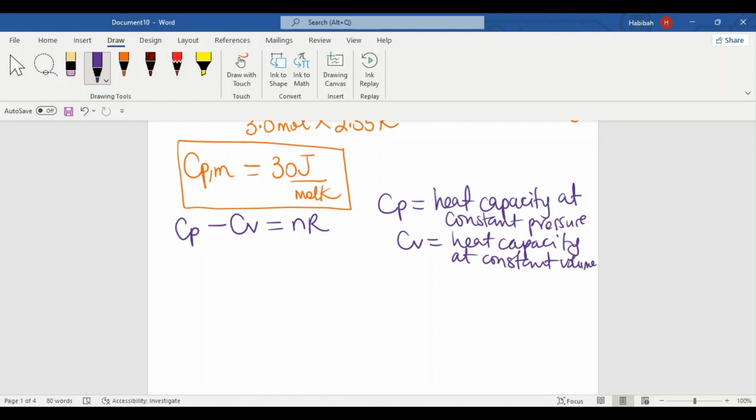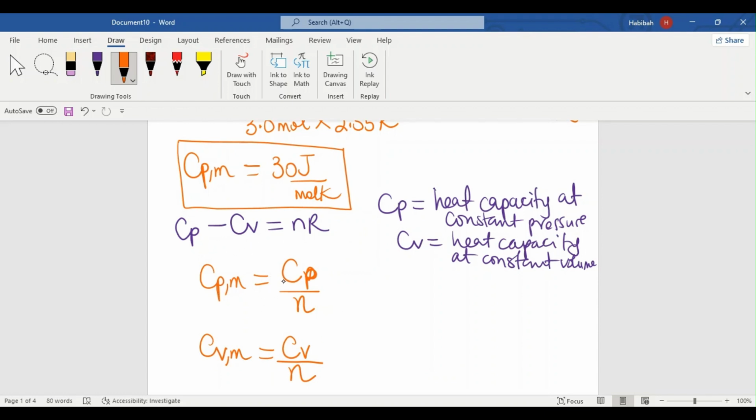So these are the two. Now you're going to be thinking, okay, they told us the molar heat capacity, not just the heat capacity. So one thing you can do is note that C_P,m is the same thing as the heat capacity at constant pressure divided by the number of moles. And C_V,m here is the heat capacity at constant volume divided by the number of moles. So you can literally rewrite this formula and work with this.